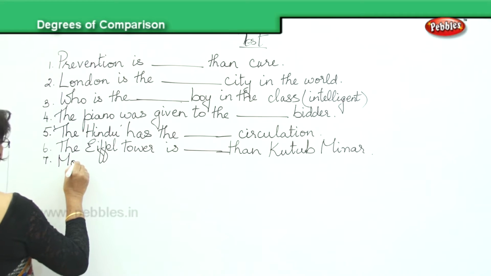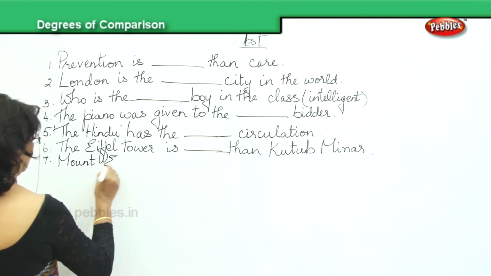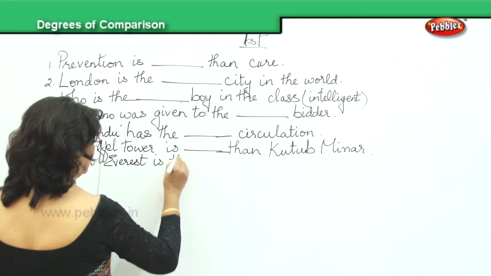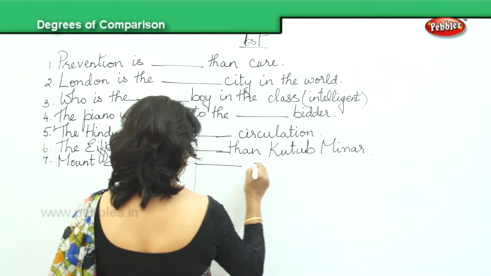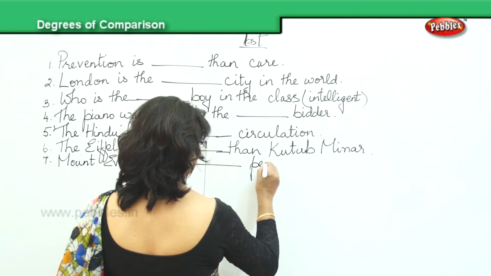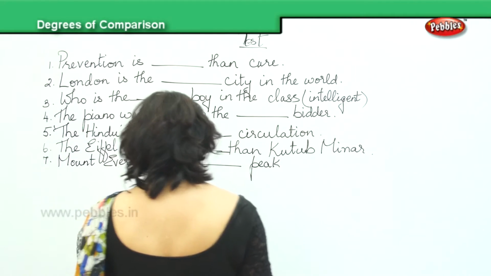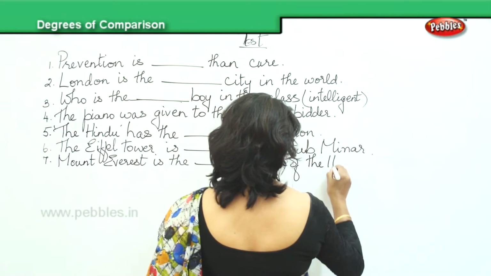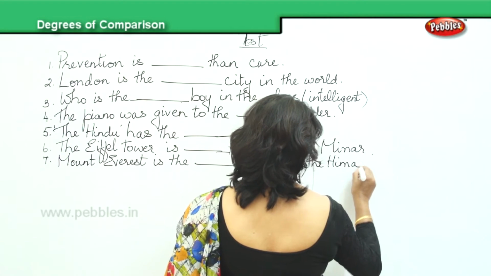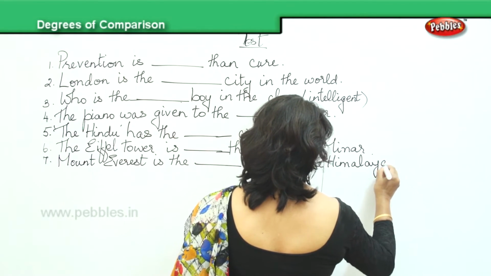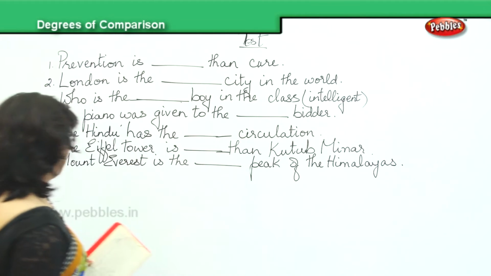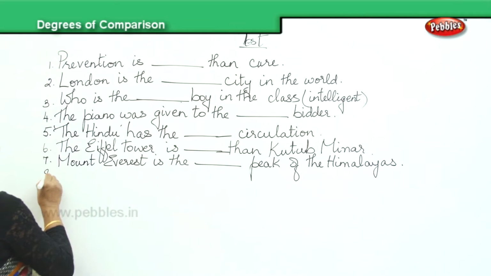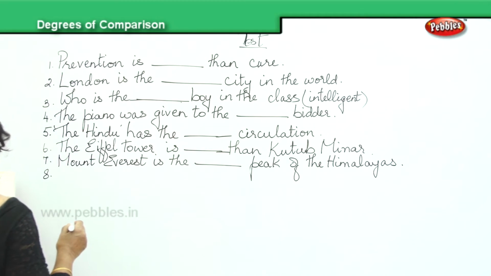Mount Everest is the dash peak of the Himalayas. I'm sorry, Mount Everest is the dash peak of the Himalayas. Next one.